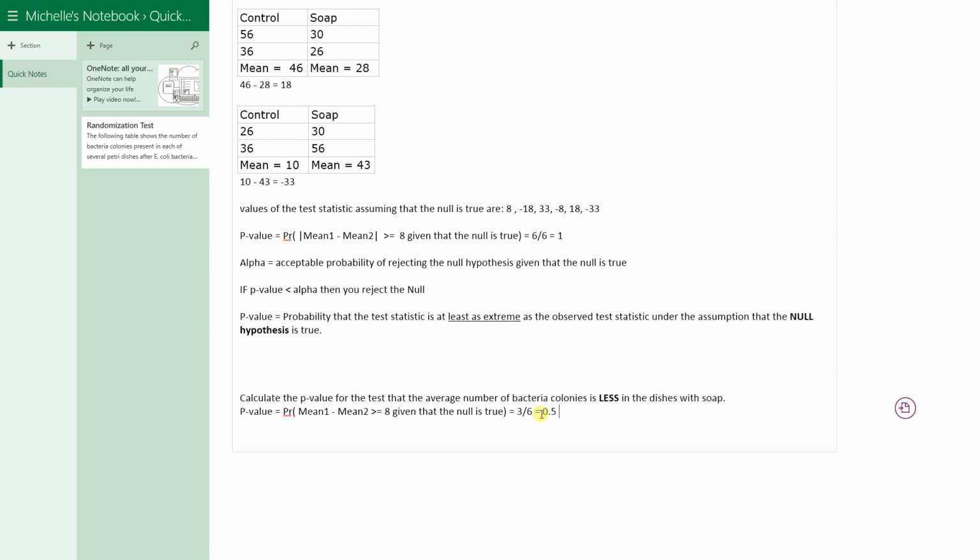So that's half of the time. You definitely wouldn't define alpha to be 0.5. So you would again decide to fail to reject the null hypothesis; you don't have evidence in this situation to say that the soap decreased the number of bacteria colonies compared to the control group.